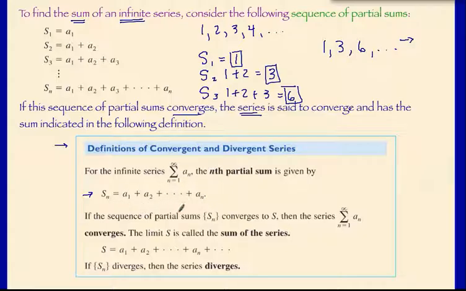If that sequence of partial sums converges, remember, S sub 1, S sub 2, S sub 3, you look at those numbers like 1, 3, 6, if it converges to a number, a sum, then the series converges, and that limit that it's converging to is the sum of the series. If the sequence of partial sums diverges, then the series diverges. All right, let's look at some of this in action.